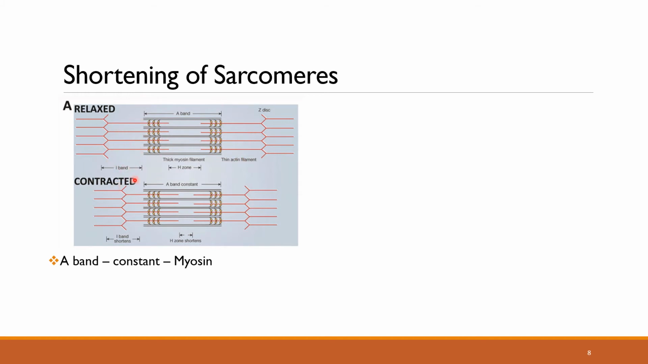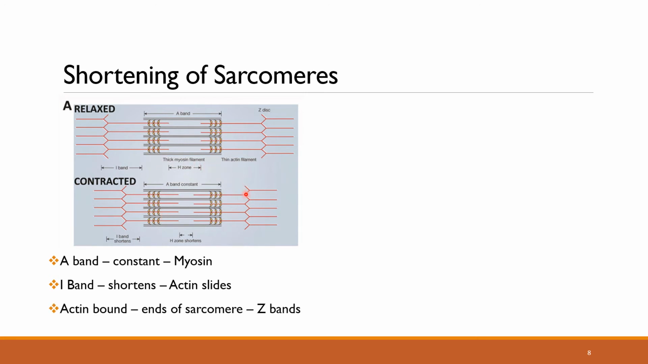So during contraction, what happens is the actin filaments slide over myosin. So when this happens, the centralmost A band remains constant. That is the myosin, no changes happen when it comes to myosin, so it remains constant. But the I band shortens because actin will slide over myosin on both the sides. This results in shortening of the I band.